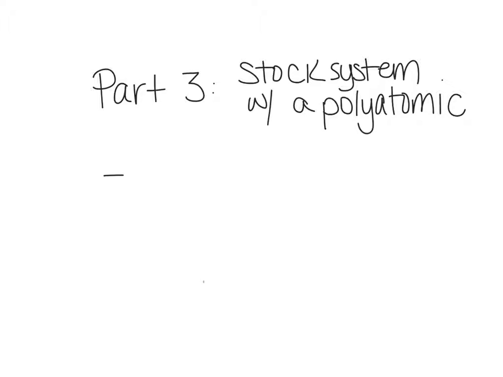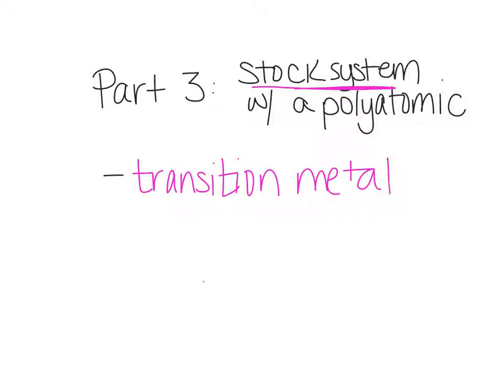So first we want to refocus on what a stock system is used for, and that's whenever you have a transition metal. With your transition metals, that's everybody in the D sublevel all the way to your metalloids line. With these guys, you have to use Roman numerals to indicate their charge.